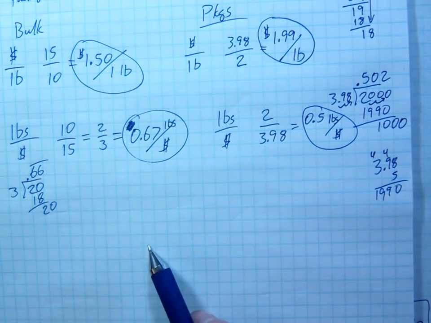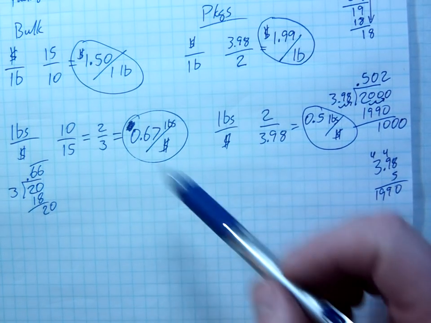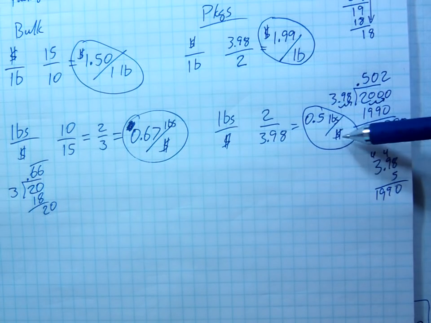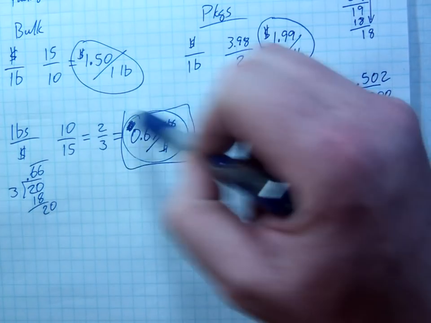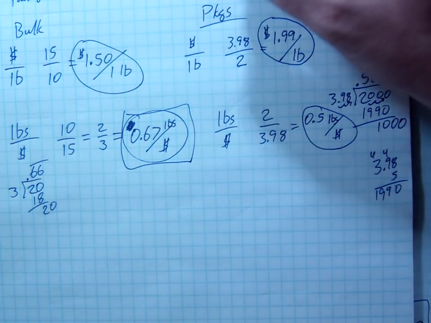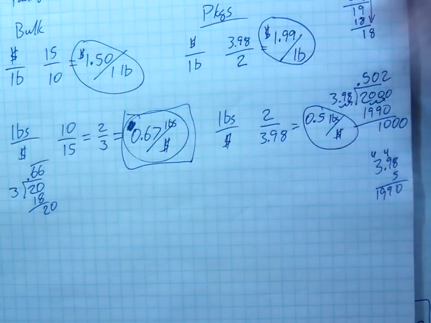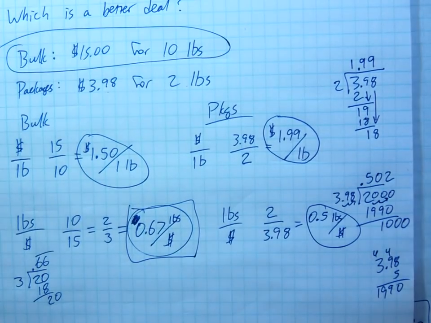So I always suggest say it out loud, or at least in your head. Say, all right, this is 2/3 of a pound for my $1. This is half a pound for my $1. I want more for my $1. This is my better deal. And like we might usually expect, bulk is often our better deal. And that's the reason that it's sold in bulk and why people buy in bulk packaging.